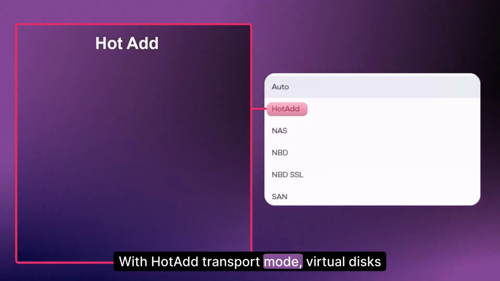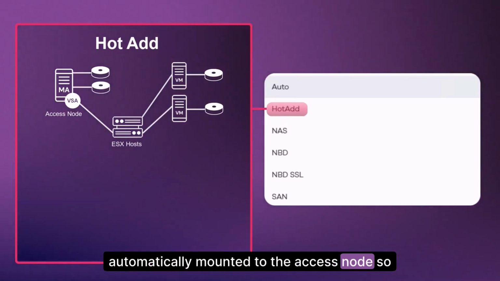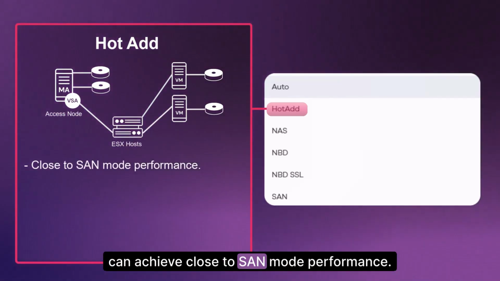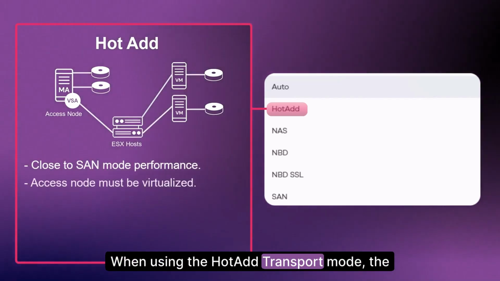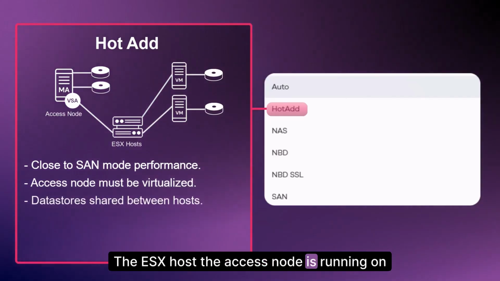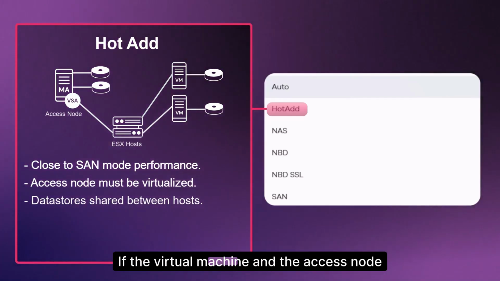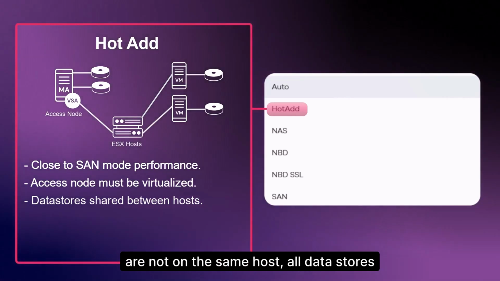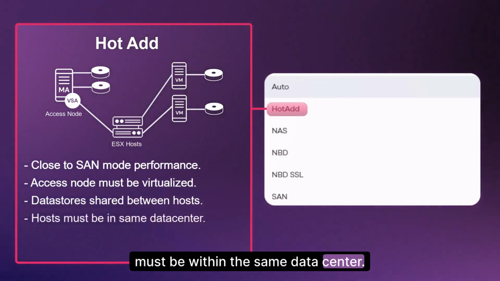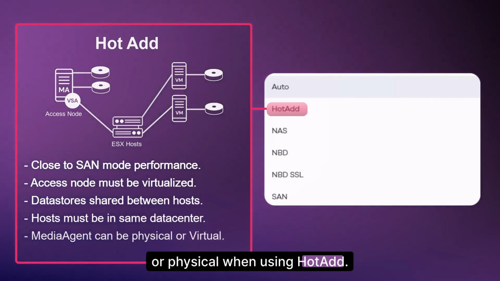With HotAdd transport mode, virtual disks from the virtual machines being backed up are automatically mounted to the access node so they can be accessed as local disks. HotAdd mode can achieve close to SAN mode performance. When using the HotAdd transport mode, the access node must be virtualized. The ESX host the access node is running on must have access to all the data stores for the virtual machine. If the virtual machine and the access node are not on the same host, all data stores must be shared between the hosts and the host must be within the same data center. The media agent component can be virtualized or physical when using HotAdd.